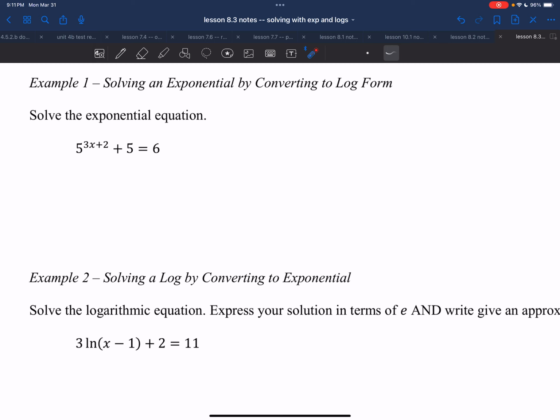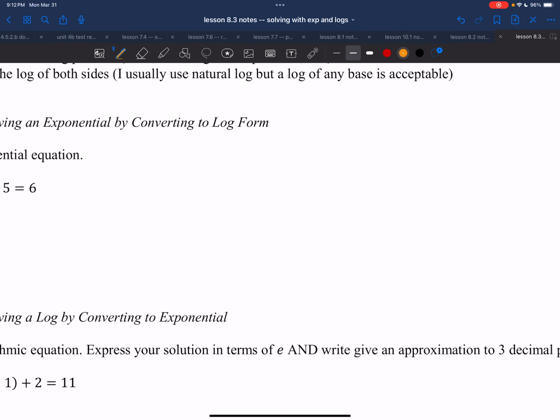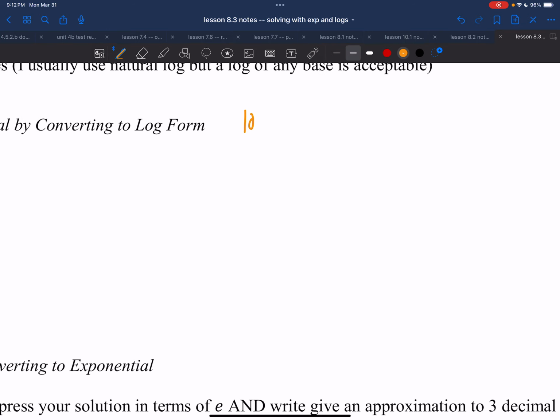The first two examples are conversion between forms. So the idea is you want to isolate the expression, namely, if it's an exponential, you want to isolate the base and its power. If it's a logarithm, you want to isolate the logarithm. And then change forms using the rule. I'm going to put the rule right here for reference. Log base b of a equals x becomes b to the x equals a.